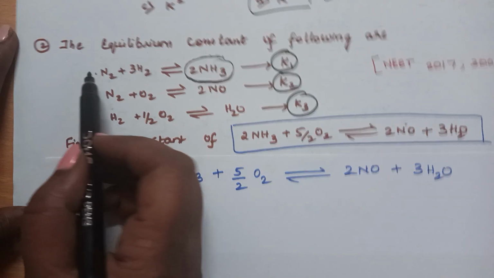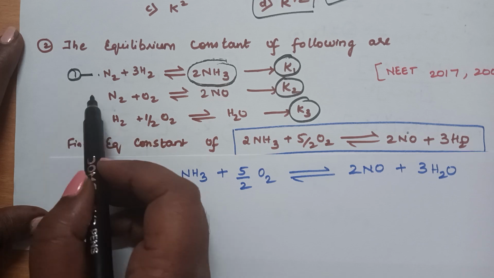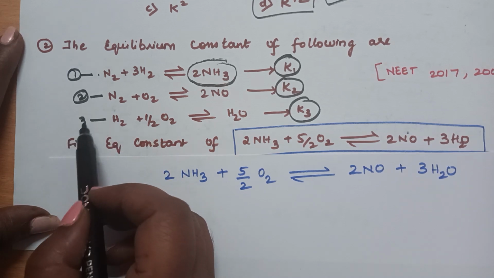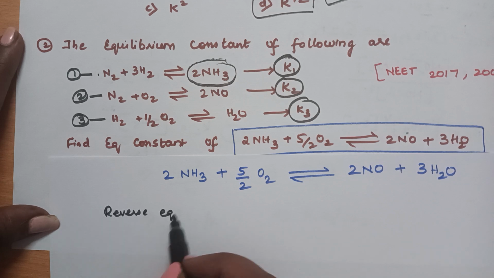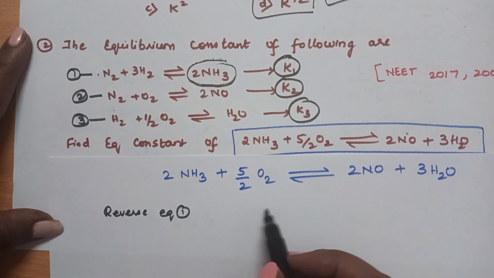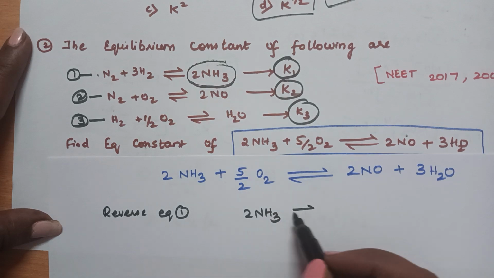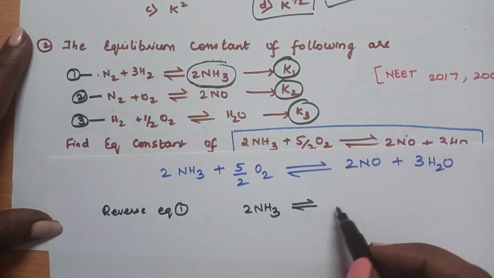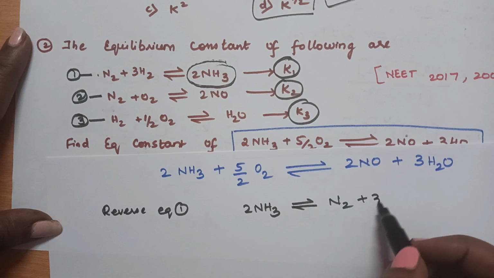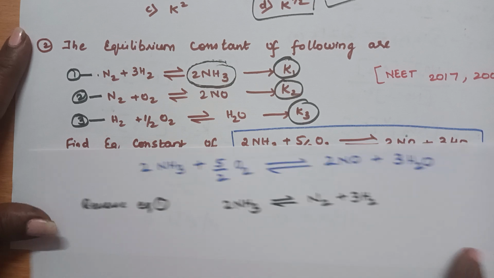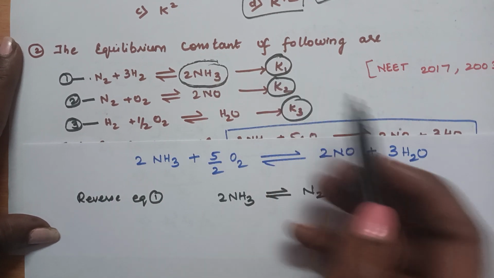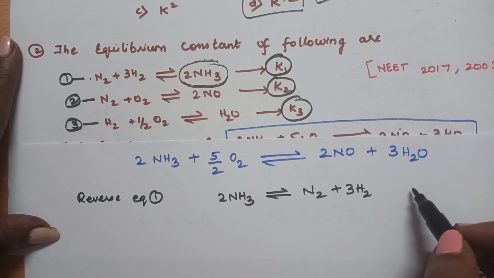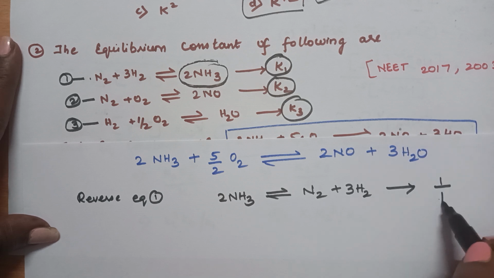So I'll take this as equation 1, this as equation 2, and this as equation 3. So reverse equation 1. If you reverse, what you will get? You will get 2 times NH3 giving N2 plus 3H2. So what will be the equilibrium constant? If I reverse the reaction, the equilibrium constant you have to take reciprocal. So here it will be 1 by K1.